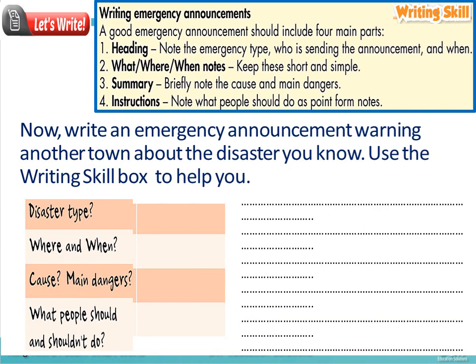Now you can write an emergency announcement warning another town about the disaster you know. You can use the writing skill box here to help you. Okay, four main parts. Number 1, heading. How about number 2? What, where, when. And what can you write about summary, number 3? Okay, summary. And number 4, instructions. Okay, instructions.